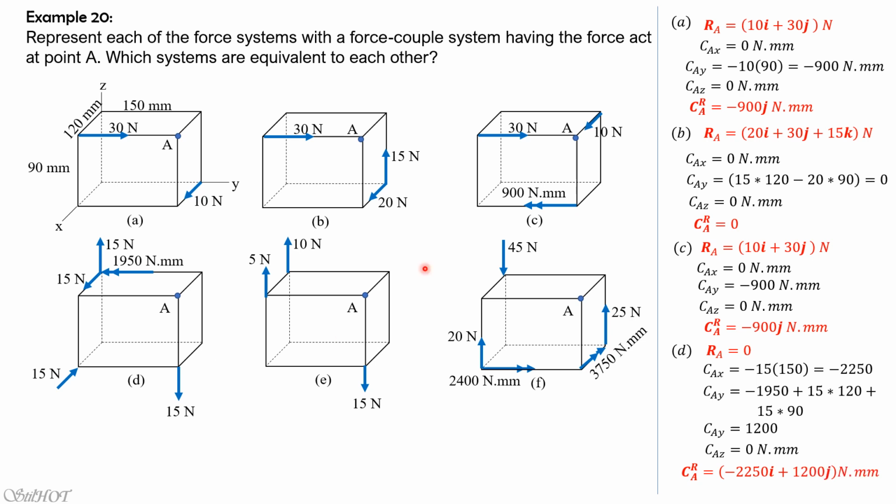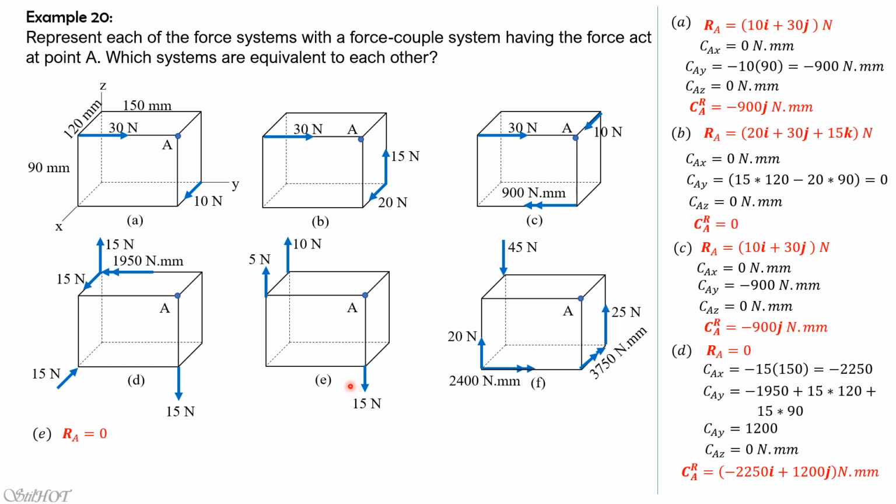So comparing with the force couple system in part C, there's no equivalent force couple system. This is a unique force couple system at D. Then let's study part E. Along X, there's none for the resultant. Along Y, there's none also. There's no horizontal force. Along Z, we have 10 plus 5, positive 15, then minus 15, so 0. So the resultant force for part E is 0.